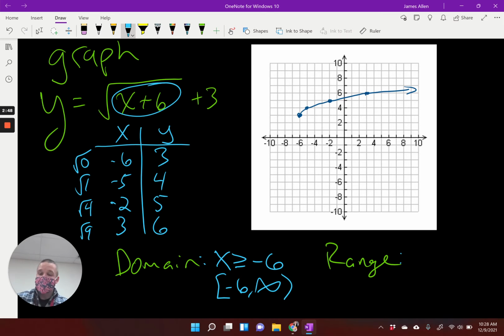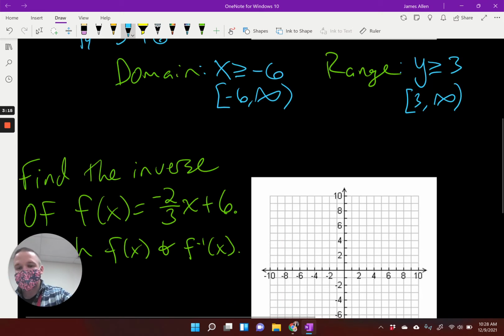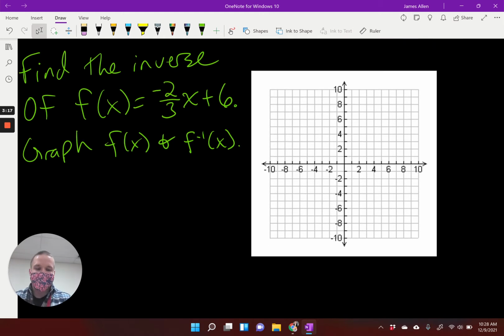Range, let's talk about my y's. I start as low as 3 and I go on up to infinity. So either y is greater than or equal to 3, or you can have 3 bracketed, then infinity with a parenthesis. All right, there's my domain and range. I got my graph. I got my T-chart. All wonderful things. You don't have to necessarily do a T-chart, but it definitely helps to stay organized. And if you mess something up, we can give you some partial credit. Cool? Awesome sauce.